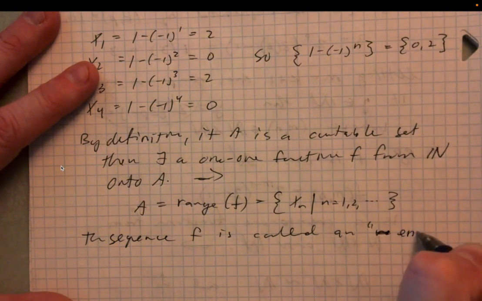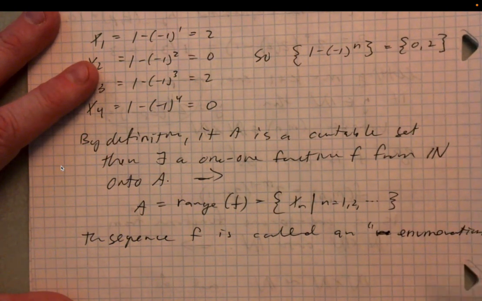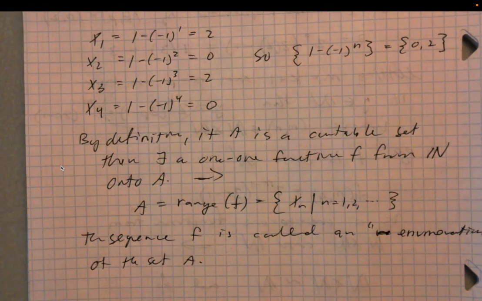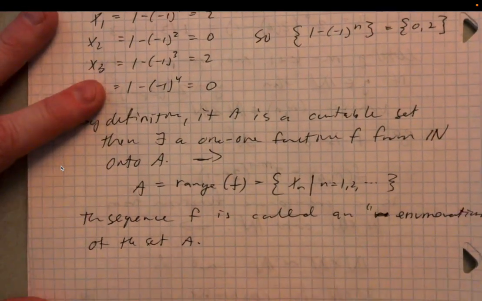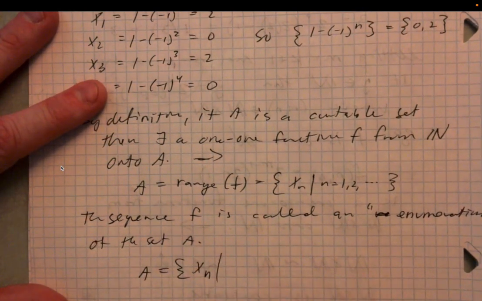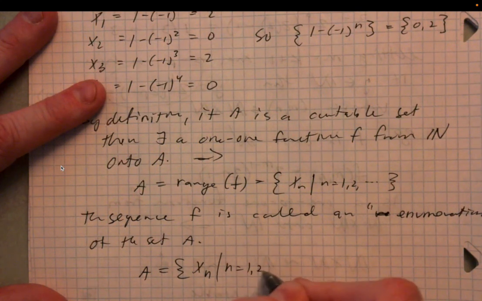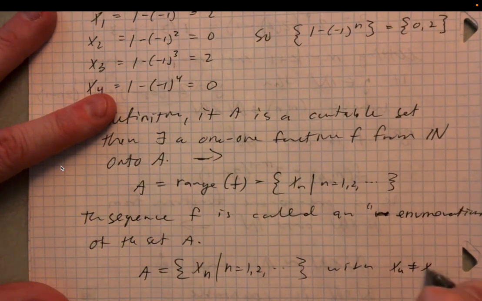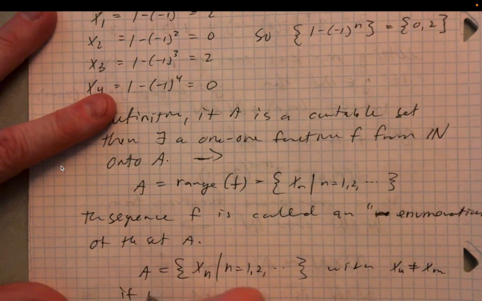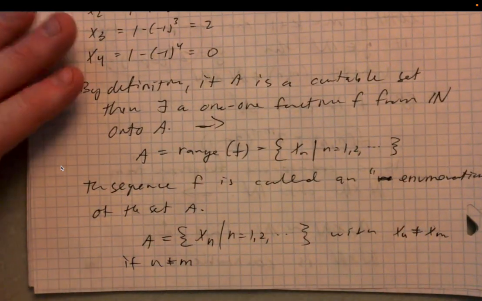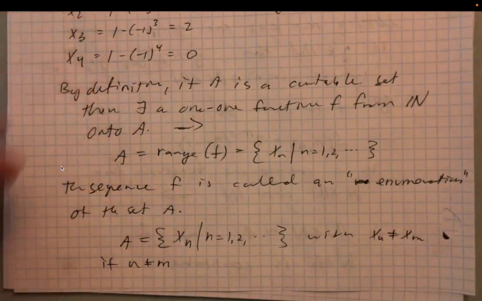It's called an enumeration of the set A. So what do I mean by that? Well, A is equal to the set of all x sub n such that n is equal to 1, 2, and so on, the natural numbers, with x sub n not equal to x sub m if n is not equal to m, right? So this is what we mean by an enumeration of the set A.